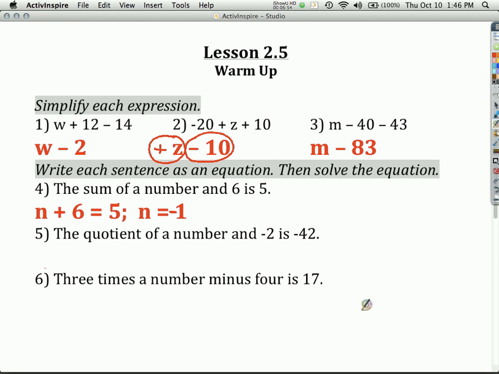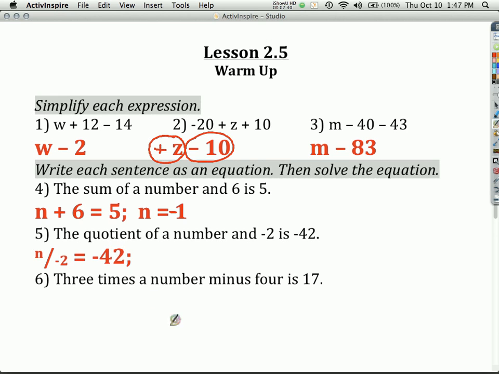Number 5, what do we get? We'll start with Ezekiel this time, and then we'll go back to Chanel and then Joelle. I got n divided by negative 2. Okay, what was your equation, Chanel? N divided by -2. Okay, did you use the division symbol, the little line with the dots, or did you use a fraction bar? Okay, Joelle, what was your equation? So we all had the same equation.